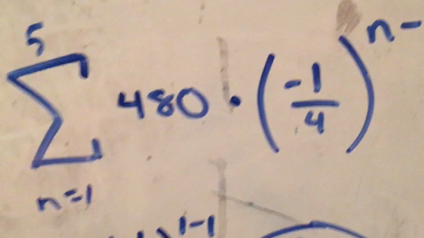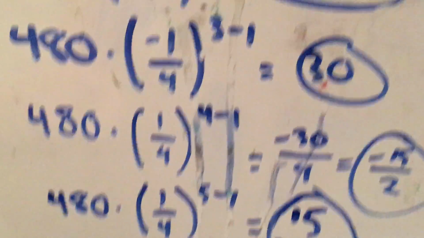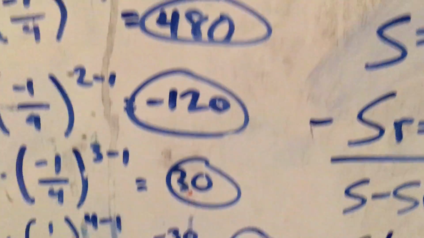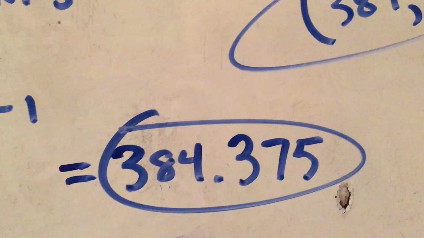So what this sigma notation tells us is that we take all of these values for our n values, 1 through 5, and then we add all of them up together. And that gives us our 384.375.